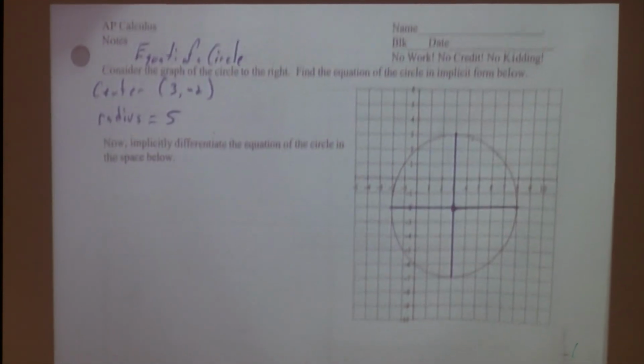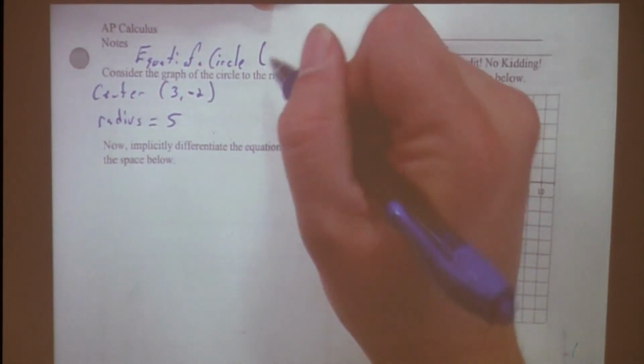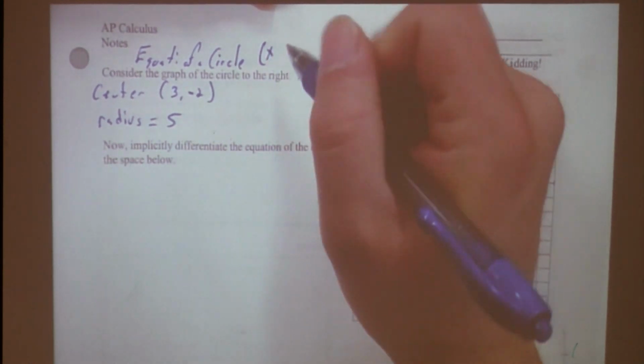No, does anybody know the equation of a circle when you know the center? Yeah. What is it?